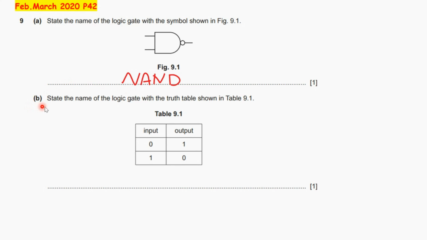And for B, state the name of the logic gates with the truth table shown in table 9.1. Now the examiner is asking: if the input is 0 and the output is 1, and the input now changes to 1 and it becomes 0, the function of the logic gate now is to invert the input and you get a different output. So 0, 1 and 1, 0, on and off, off and on. There is only one logic gate that has only one input and one output, which is the NOT gate.